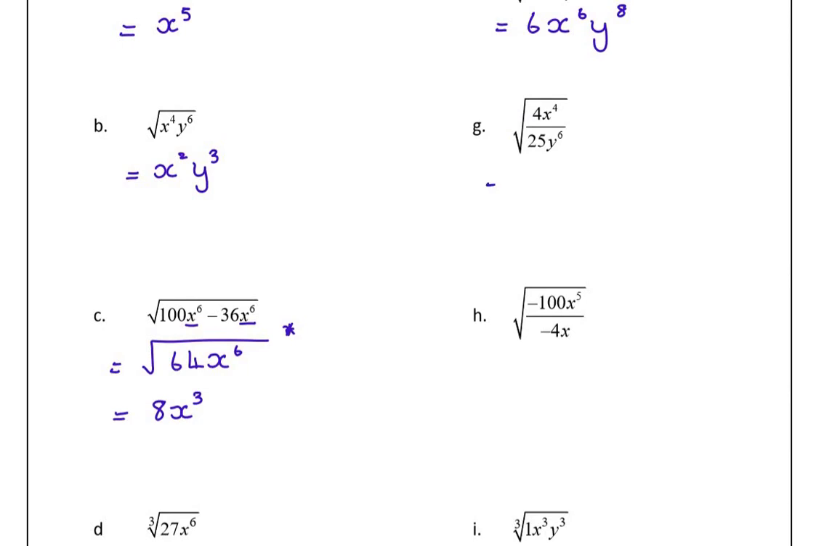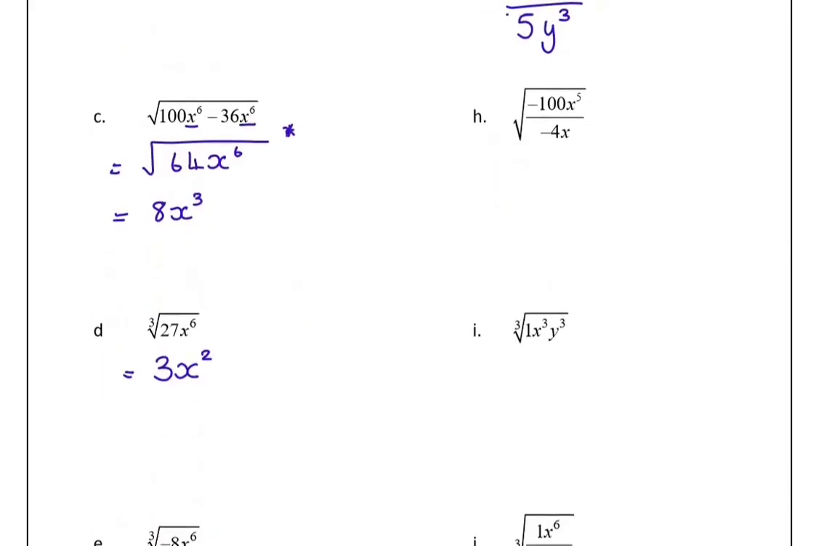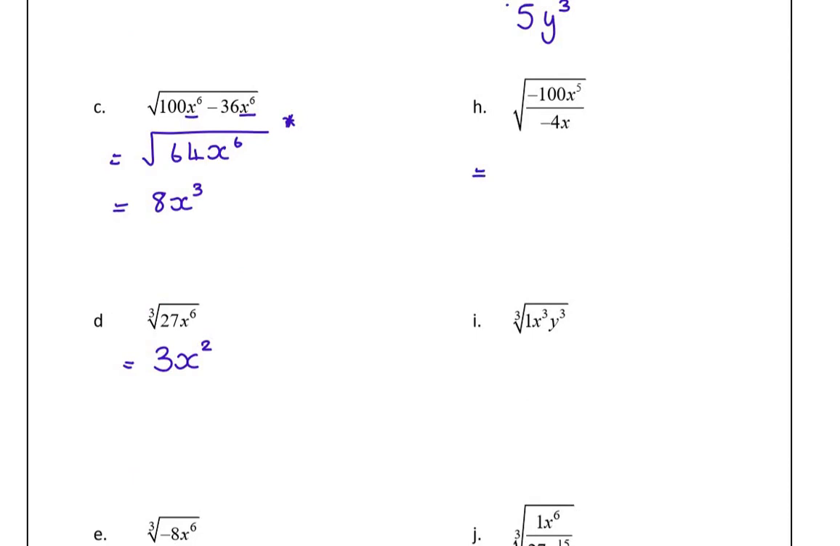Okay, this is all one term under the root sign, and there's nothing to simplify because these are x's and these are y's, so they're different bases, and 4 and 25 have no common factors. So I've tried to simplify, and now I'm just going to root each of them separately. So the square root of 4 is 2, x squared over the square root of 25 is 5, y to the power of 3. Now in h, I can simplify.